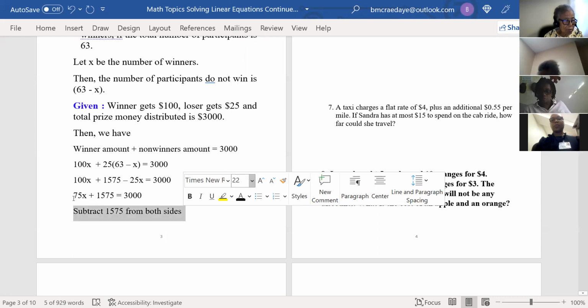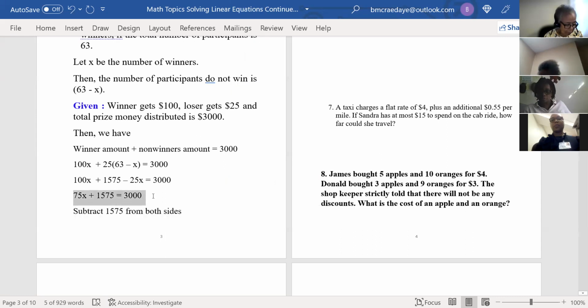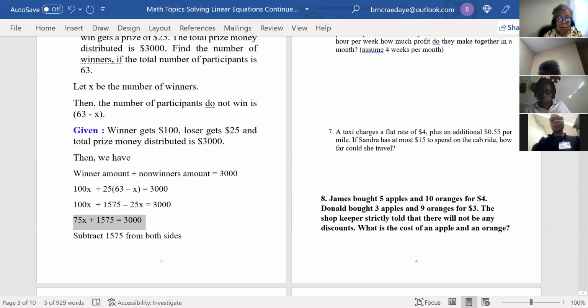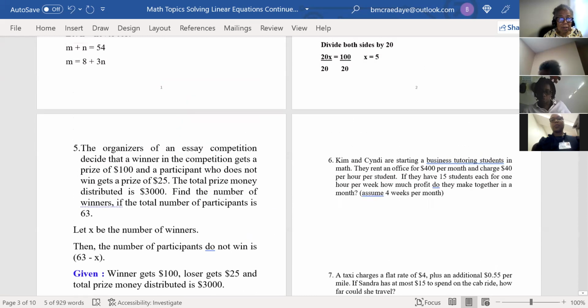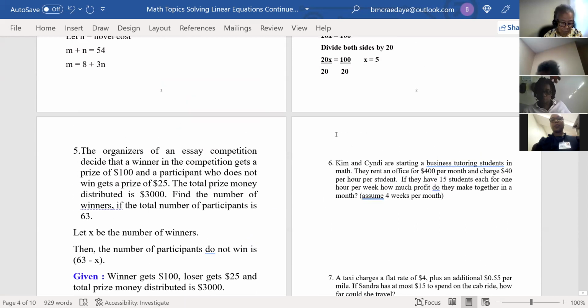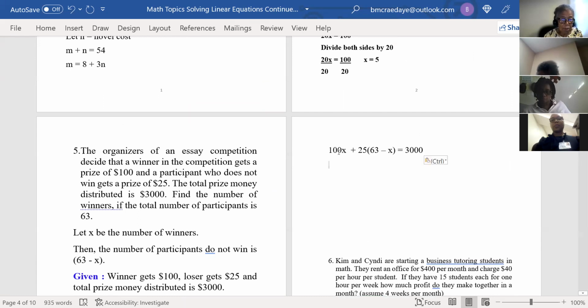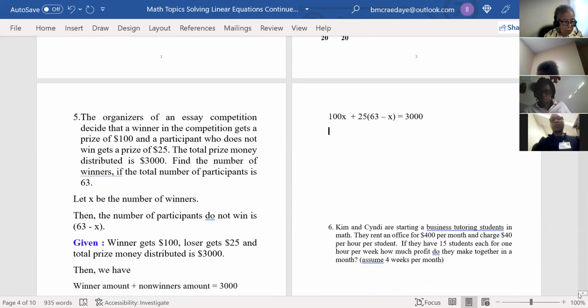So let's just do that, and I'll put that on the next page. Okay. So let's just take this, copy this. Oh, that's not the one I wanted. Okay.